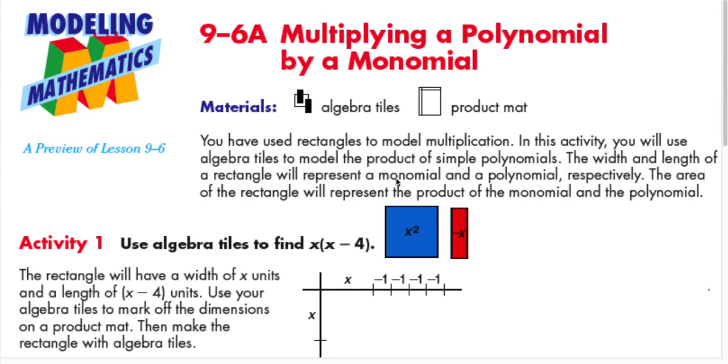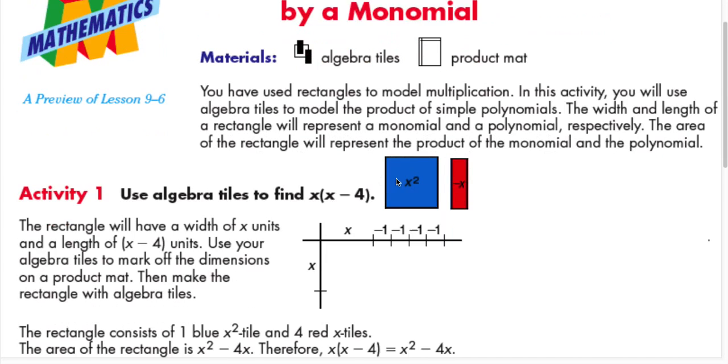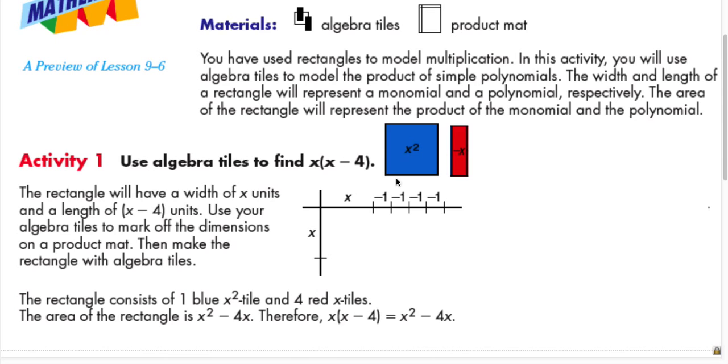Lesson 9-6, multiplying a polynomial by a monomial. Before we go to the lesson proper, let's take a look at 9-6a, how to multiply a polynomial by a monomial by using algebra tiles. You have used rectangles to model multiplication. In this activity, you will use algebra tiles to model the product of simple polynomials.